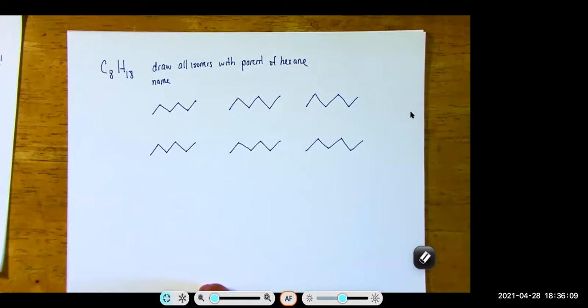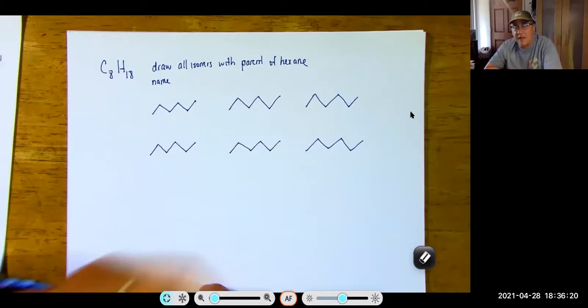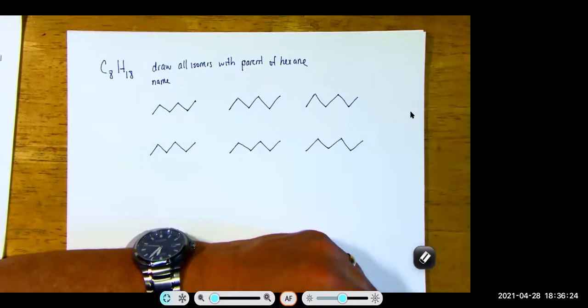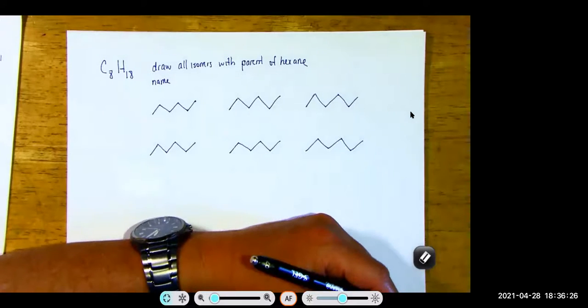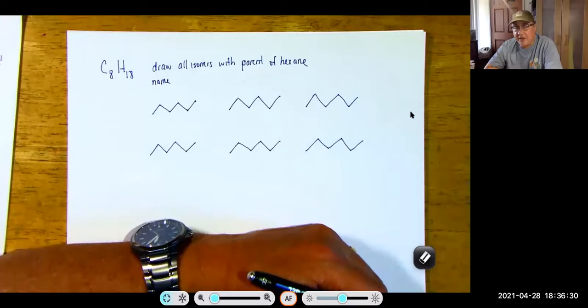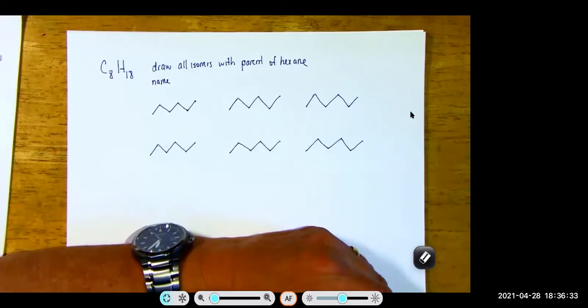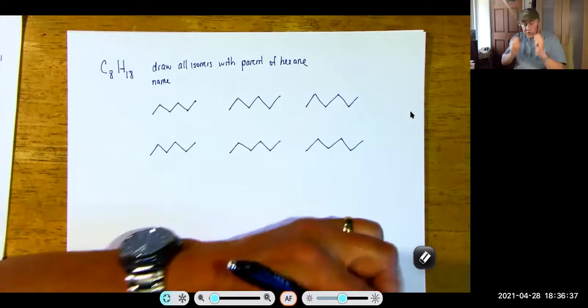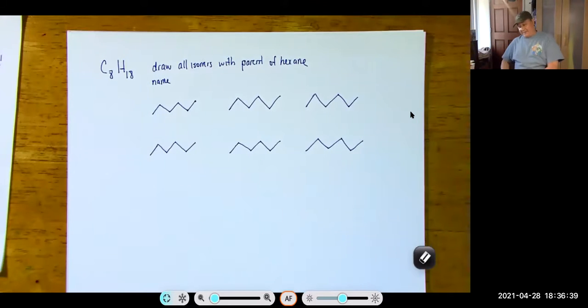For hexane? So can you put just methyls and ethyls on, or can you put the propyl too? Well, if you put a propyl, how many carbons are in the propyl? 3. And how many carbons in a hexane? 6. So 6 and 3 would be 9. That's too many carbons. So for a hexane, no, you can't use a propyl. That makes sense. Could you use a propyl with a pentane?